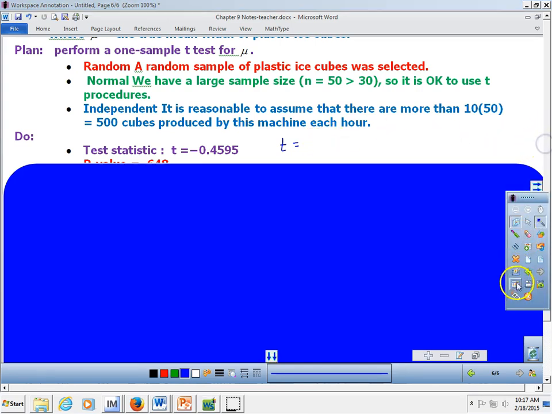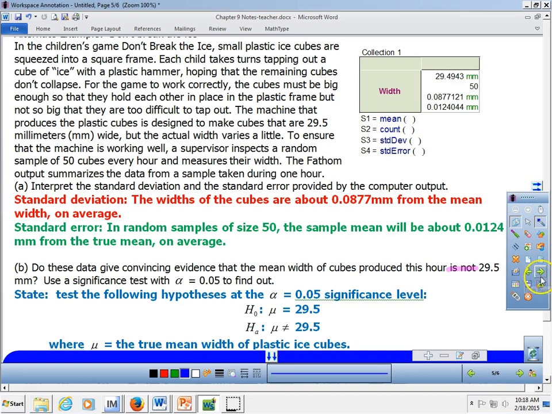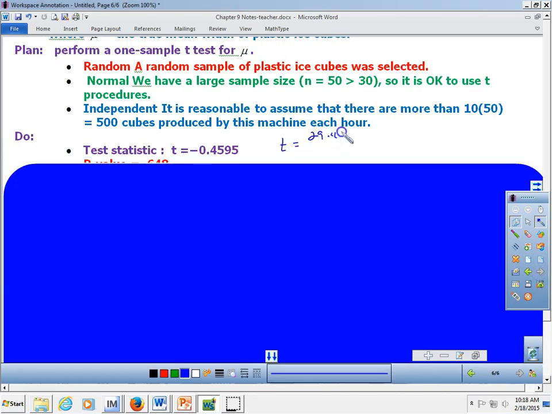We need a mean from our sample, which is 29.4943, minus our 29.5, all over 0.0877 divided by the square root of 50. Or if you wanted to, you could just write in 0.012 since we have that standard error given to us. Okay, and that test statistic is going to be negative 0.4595.